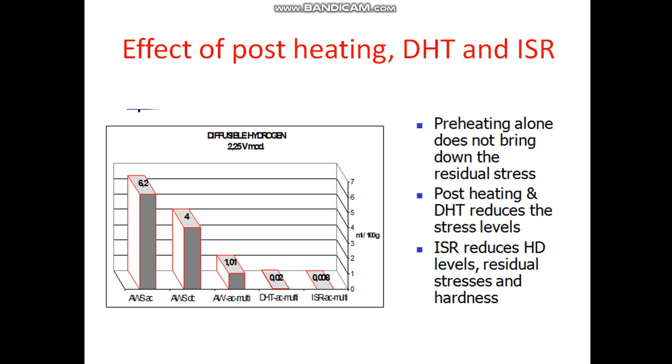So this graph shows the diffusible hydrogen content in milligram per 100 gram of weld deposit versus the various levels of residual stresses and dehydrogenation, or the dissolved hydrogen level.